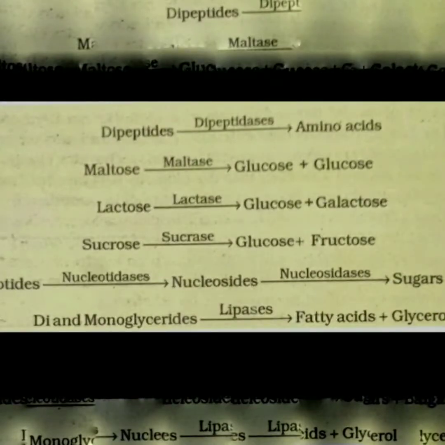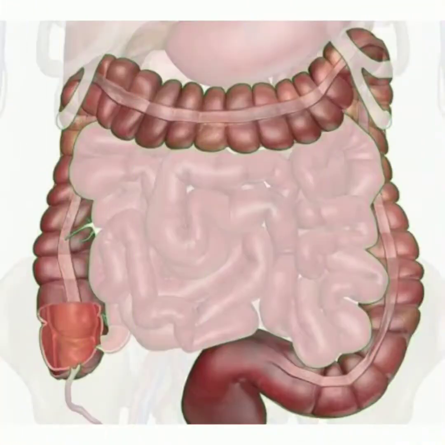In the final step, all the partially digested molecules like dipeptides, maltose, and lactose will be converted into absorbable forms like amino acids, glucose, glycerol, fructose, sugar, and fatty acids. These will be absorbed in the ileum and jejunum part of the intestine, and the rest of the undigested part will be pushed on to the large intestine.